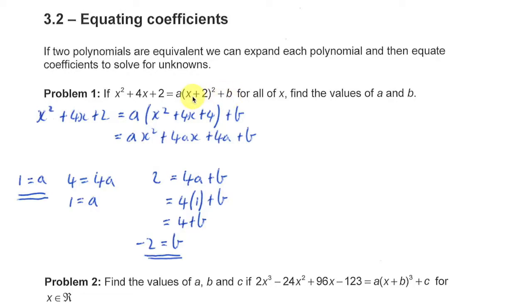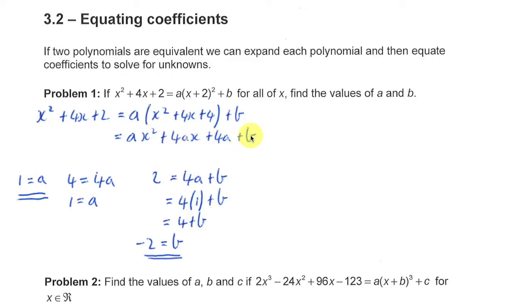So my first job is I'm going to take the quadratic and expand this right hand side here. So (x plus 2) squared will become x squared plus 4x plus 4, and I've got the a in front. In my next line, I multiply the a through, and I end up with this statement: x squared plus 4x plus 2 is equal to ax squared plus 4ax plus 4a plus b.